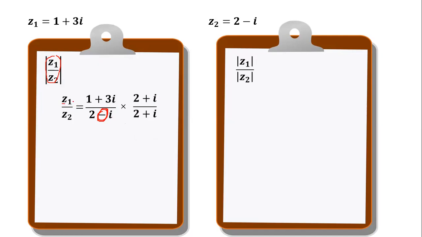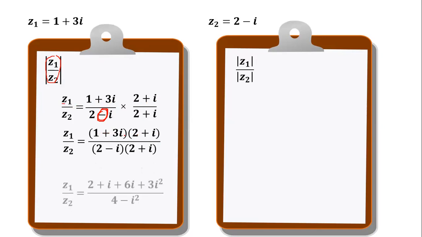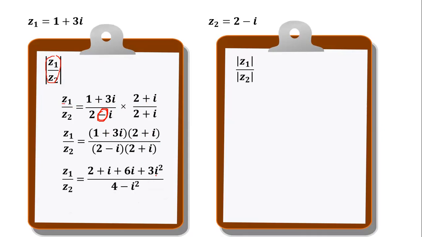And now in order to calculate the ratio, we have to multiply the numerators with each other and the denominators by each other. Expanding the two brackets means multiplying first by first, first by second, second by first, and second by second. Don't forget that i squared is always equal to minus 1.